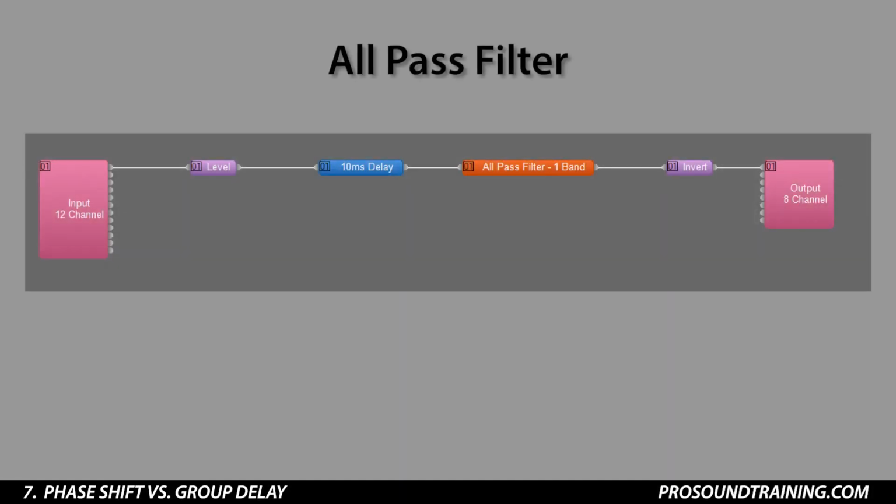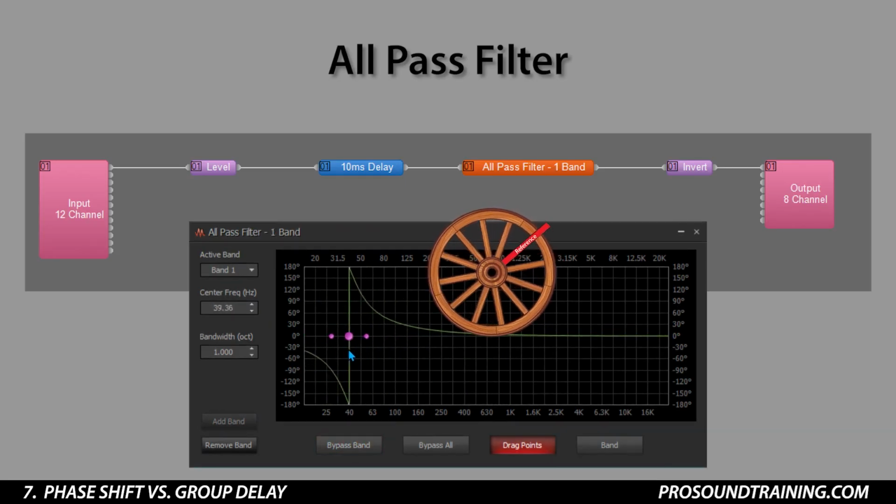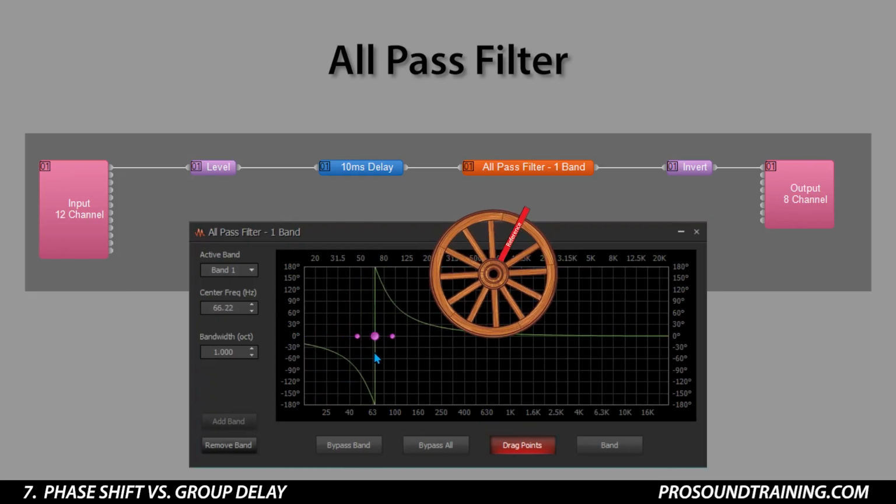I'm going to take a short detour and talk some more about the all-pass filter block. I've demonstrated that it produces phase shift, rotating the signal about the time axis. But that's not the whole story.